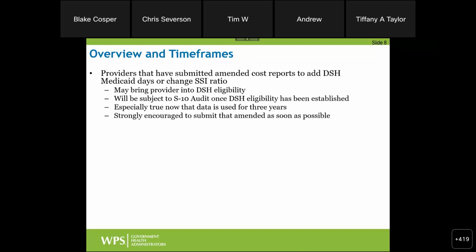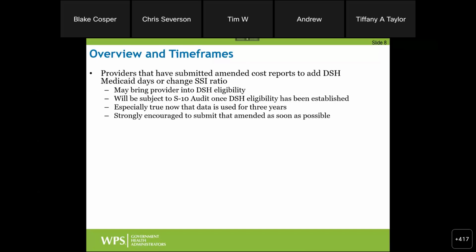What I mean by that is, let's say we had a 331 provider that when we ran the report, they don't show DISH eligibility. They would not be included in our first round of S-10 audits. But let's say in a couple of months, that provider submits an amended cost report, maybe to revise the SSI ratio, maybe to revise the Medicaid days, which they have every right to do, certainly within 1 year after the original acceptance. They have the ability to amend to include Medicaid days, and many times that'll bring in DISH eligibility. That provider all of a sudden is now subject to the S-10 audit.